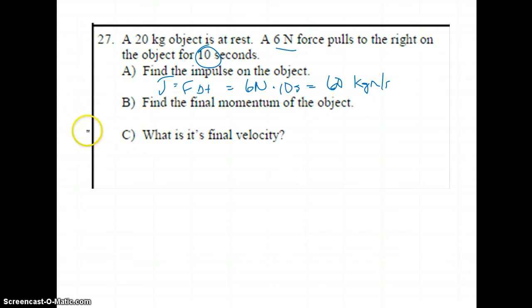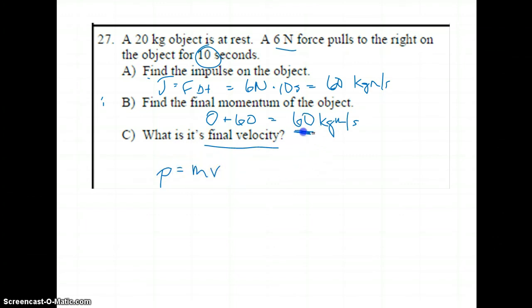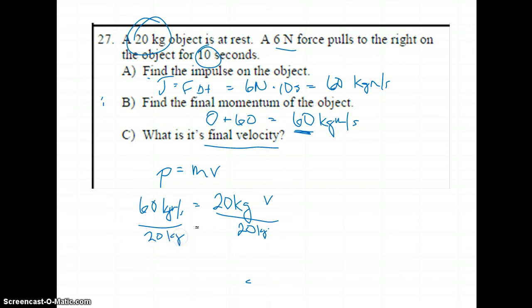The final momentum of the object in part B. Well, it's at rest. The Newton pulls on it to the right for 10 seconds. So if our impulse here was 60, we started out at 0, so we get 0 plus our impulse of 60, and our final momentum is going to be 60 kilogram meters per second. And so then what's the final velocity? Well, to find our final velocity, we got to go back to our momentum equation, where momentum equals mass times velocity. Since we now know the momentum of the object is 60 kilogram meters per second, the mass of our object was given back in the problem at 20 kilograms. So, 20 kilograms times velocity. So if we divide both sides by our 20 kilograms, 60 over 20, our final answer is going to be 30. Our kilograms cancel out. Meters per second equals our velocity.